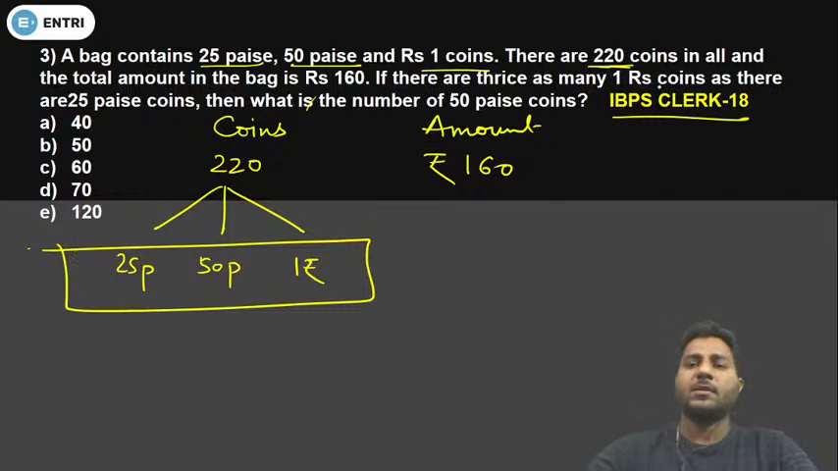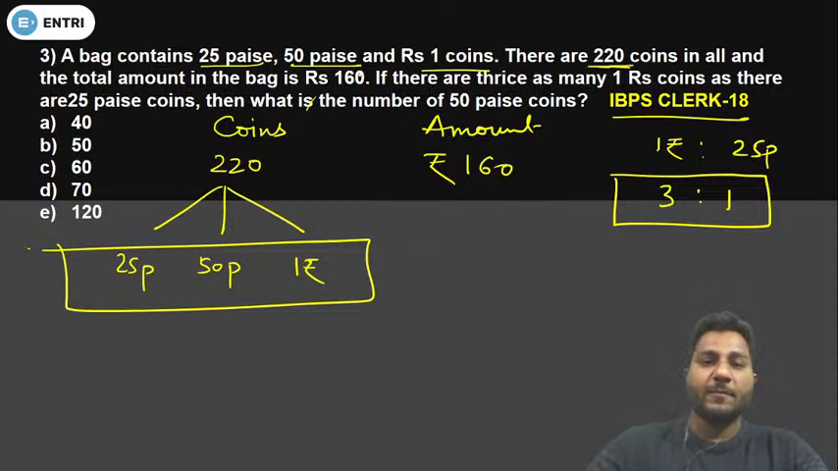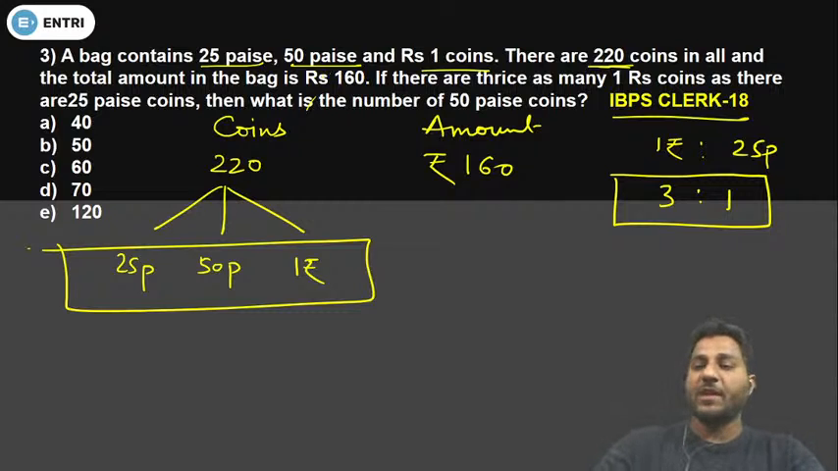Now there are thrice as many 1 rupee coins, that means 1 rupee coins are thrice compared to 25 paise coins. So 3:1 would be the number of what? Coins. Now then what is the number of 50 paise coins? If anyone has any doubt, can share it with me. If you like this session, just keep sharing. Now how can we solve it in an efficient manner?